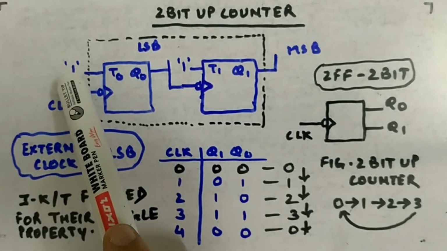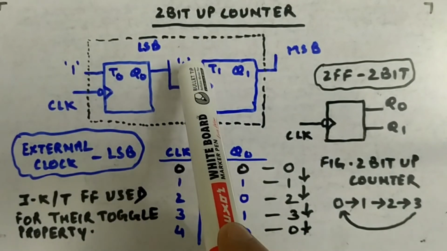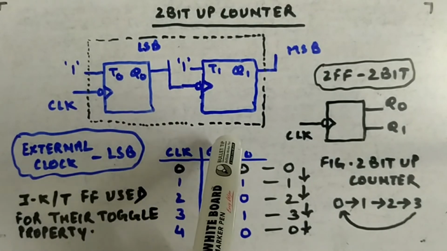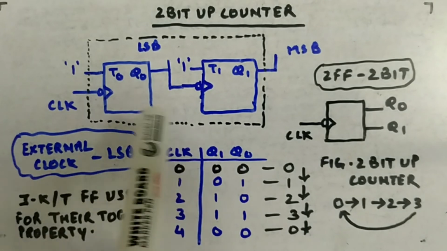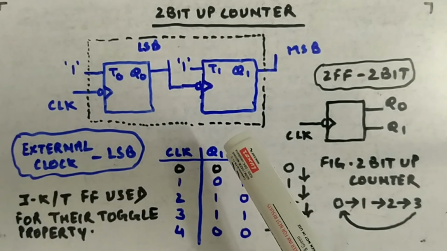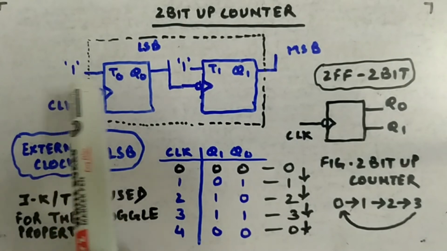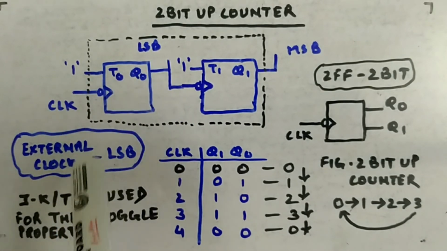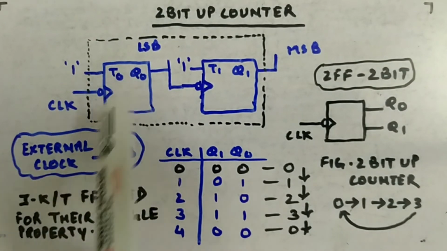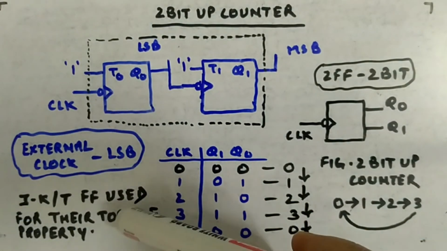You can see the inputs to both the flops are fixed to 1. Remember the T flip-flop, what happens? If the input is 0, the next state is equal to the present state. If the input is 1, the next state will be the complement of the present state. Again, in a T flip-flop, if the input is 0, the next state will be equal to the present state, and when the input is 1, the next state will be the complement of the present state, that you have already seen in T flip-flops. So that toggle property, we are using.